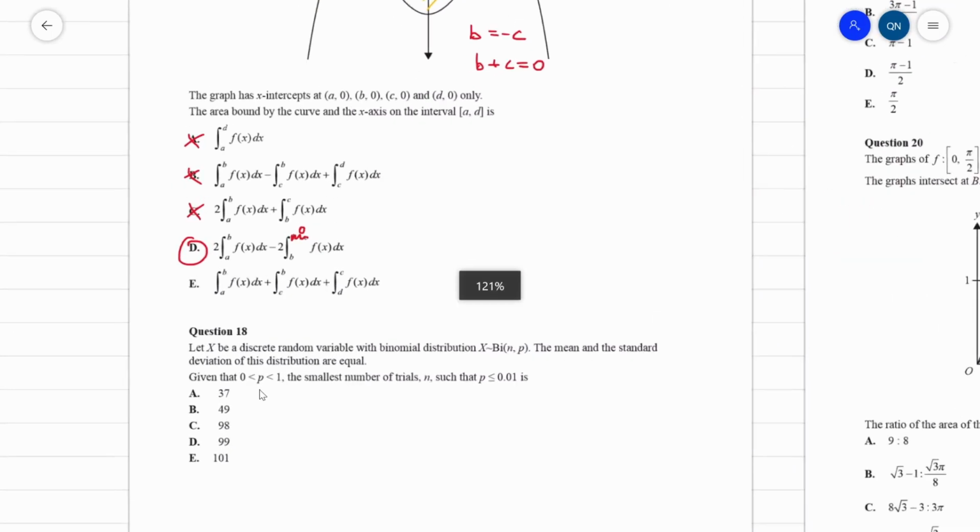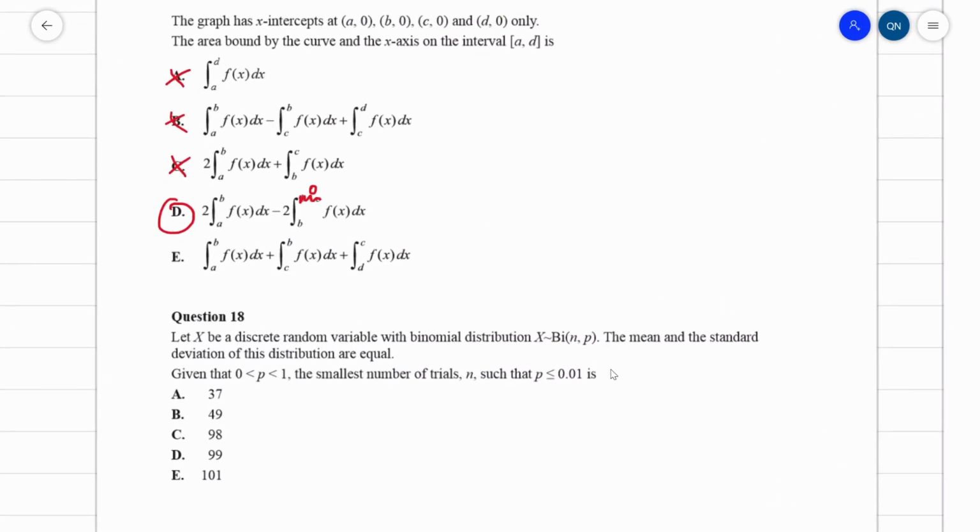Okay, question 8. Let x be a discrete random variable with binomial distribution n, p. The mean and standard deviation of the distribution are equal. So what's the mean? It's np. What's the standard deviation? It's the square root of np(1 minus p). These two guys are equal, so let's see if we can do something with this. This is the probability, and we know that p is less than 0.01. And we want to find the smallest number of trials n for which this is the case.